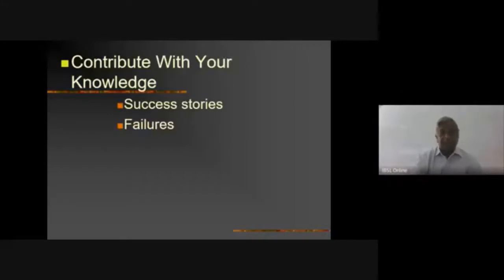Contribute with your knowledge. You are in this position, so you have seen so many customers and so many businesses. There are so many success stories, and a few failures also. I told you one story: a bank had supported a businessman, but because of one man's wrong action, that customer left the bank and went to another bank.